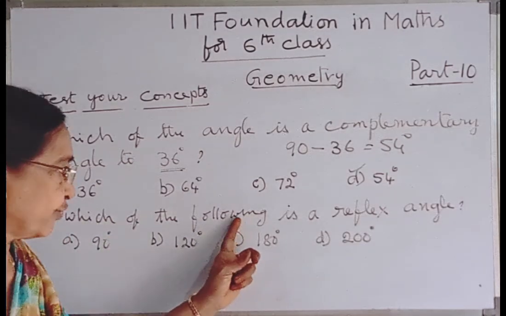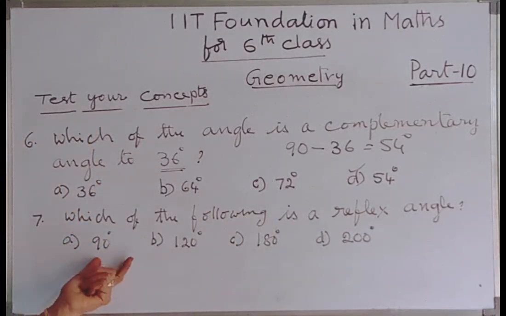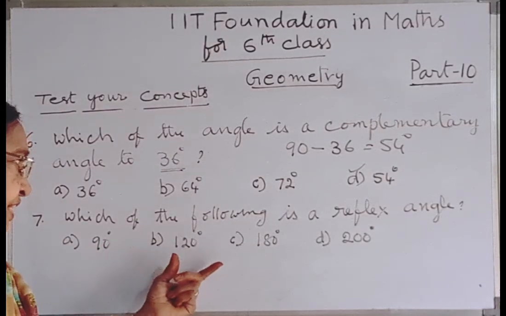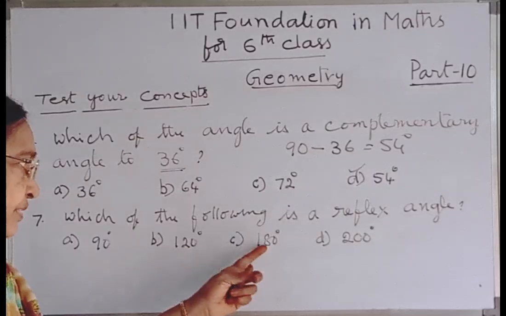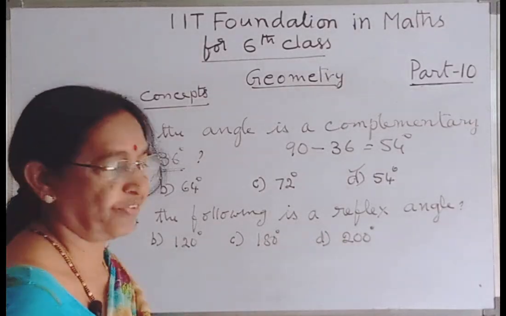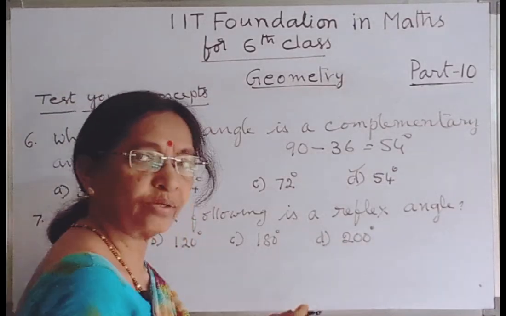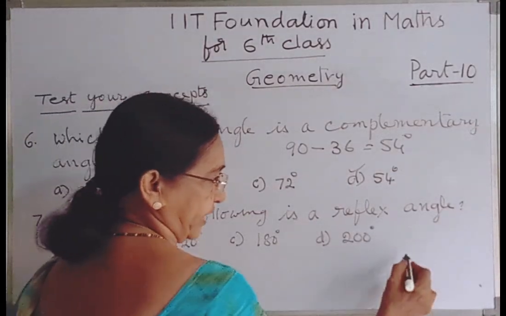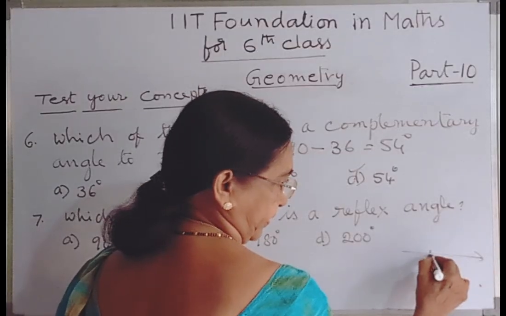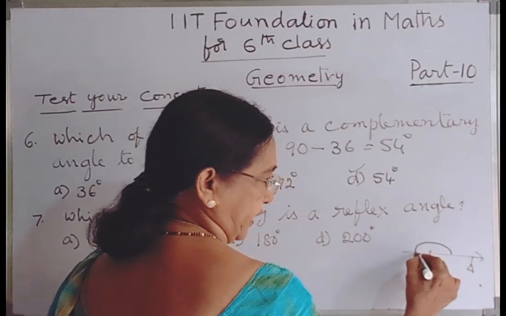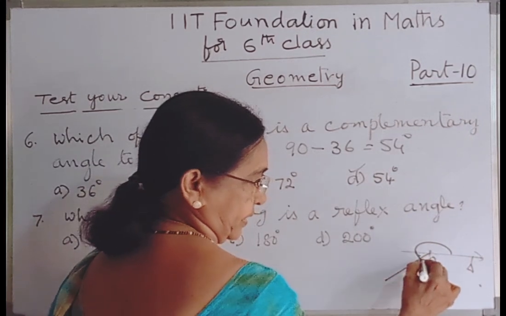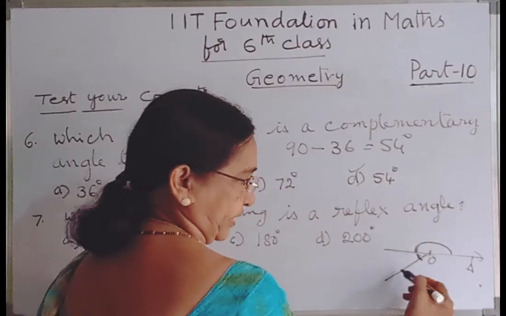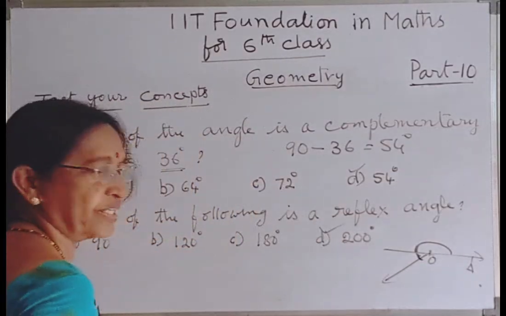Next, which of the following is a reflex angle? 90 degrees is a right angle, 120 degrees is an obtuse angle, and a straight angle is 180. 200 is a reflex angle. An angle which is greater than 180 degrees and less than 360 is called a reflex angle. That is, if this is OA, this angle is a reflex angle, greater than the straight angle. So option D is correct.